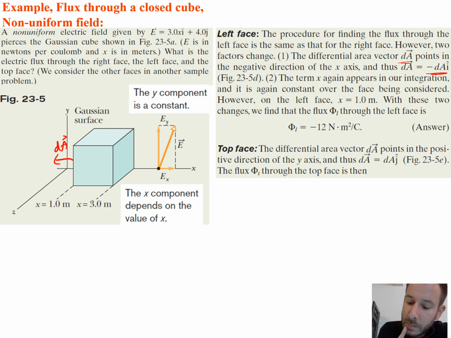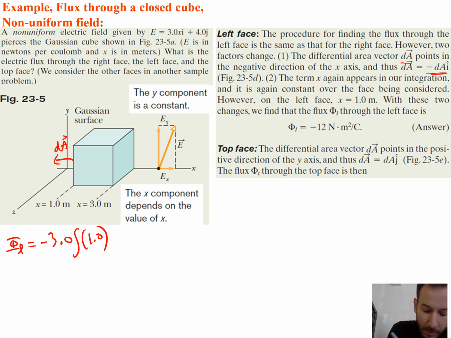And now additionally, the term x appears in our integration, and it is again constant over the face, so it's constant over that face over there, but it's now 1 instead of 3. So if we use what we found last time and just go ahead and plug in these couple changes, we get that the flux over the left face is going to equal negative 3.0 times the integral of 1.0, which is our x value, times dA. Okay, and then plugging everything in, you get negative 3.0 times 4.0 for the area.